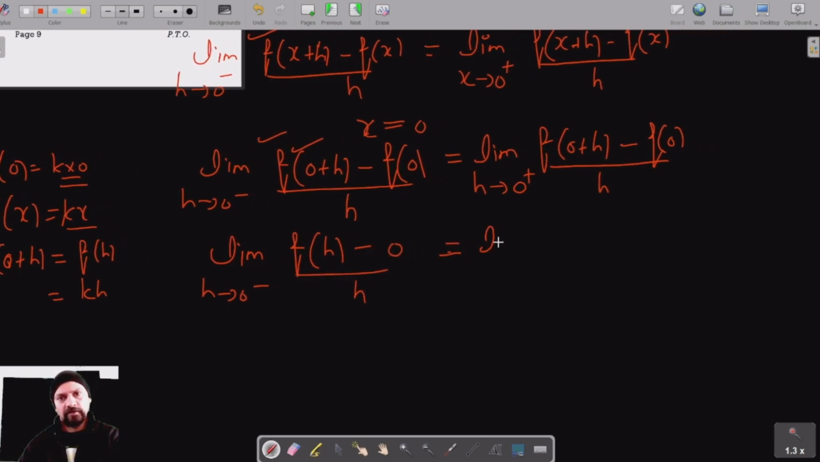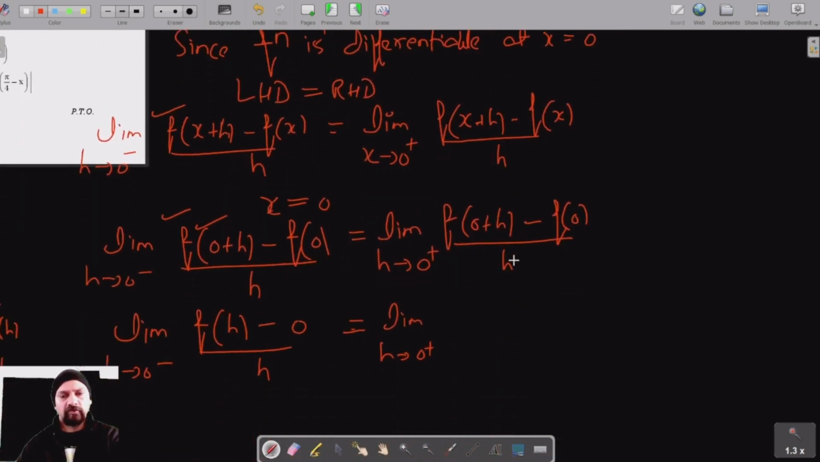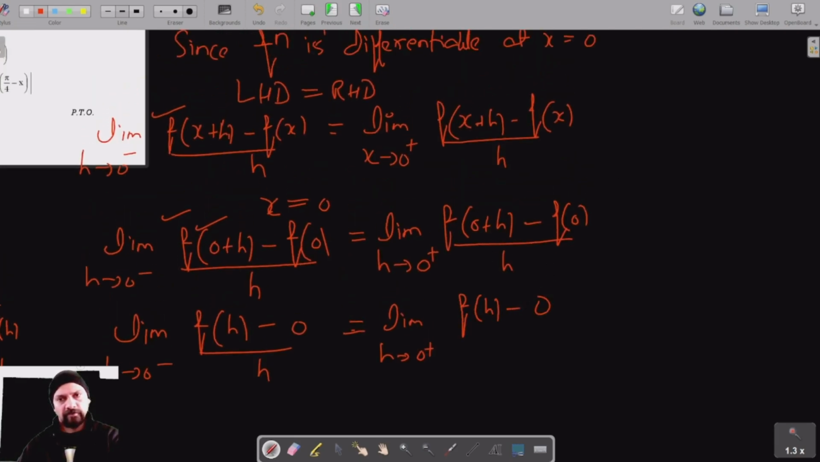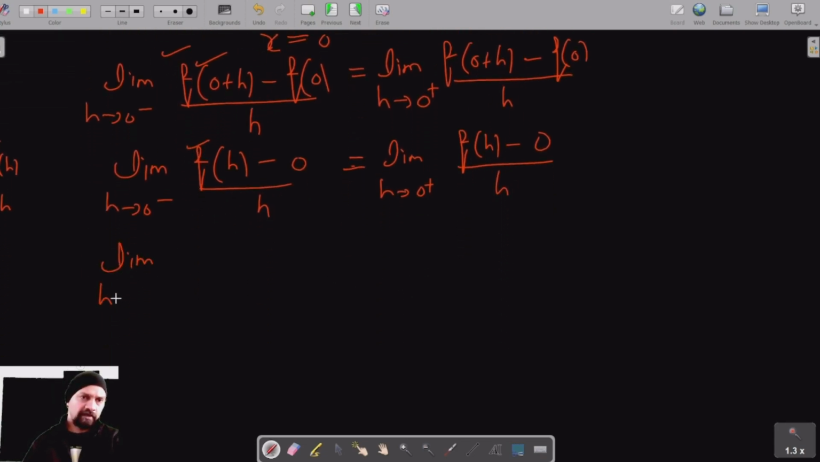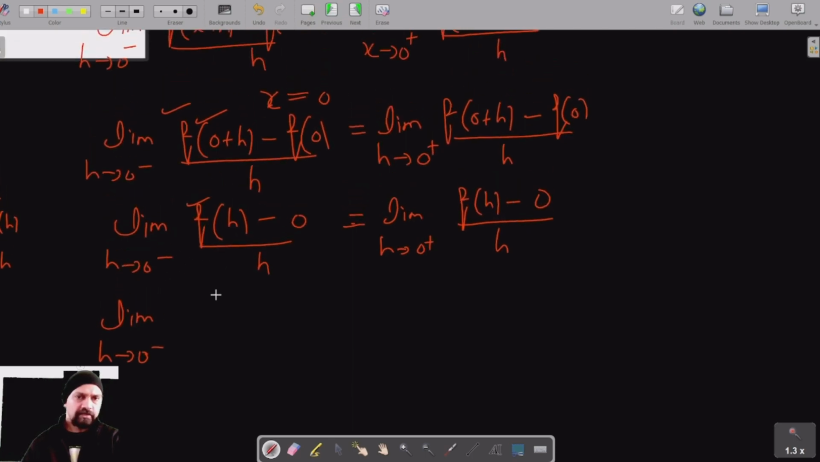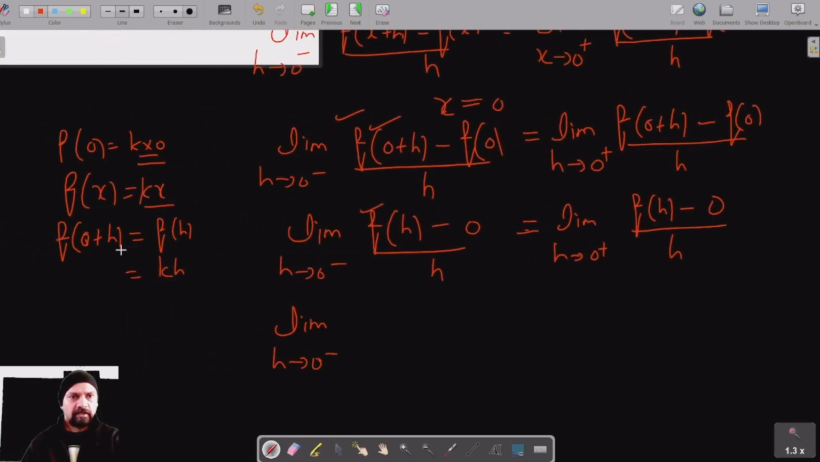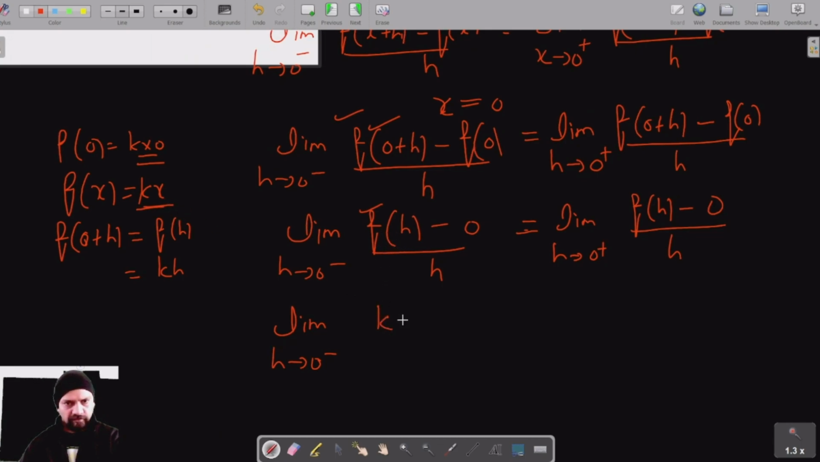And for the right hand derivative, the value of the function is x squared. So this is f of h, and f of 0 is 0, on h. Now let's put in the value of the function for the left hand and the right hand derivatives. So f of h is kx, so instead of x we are going to put h. So this is kh by h, with limit h tends to 0 positive.